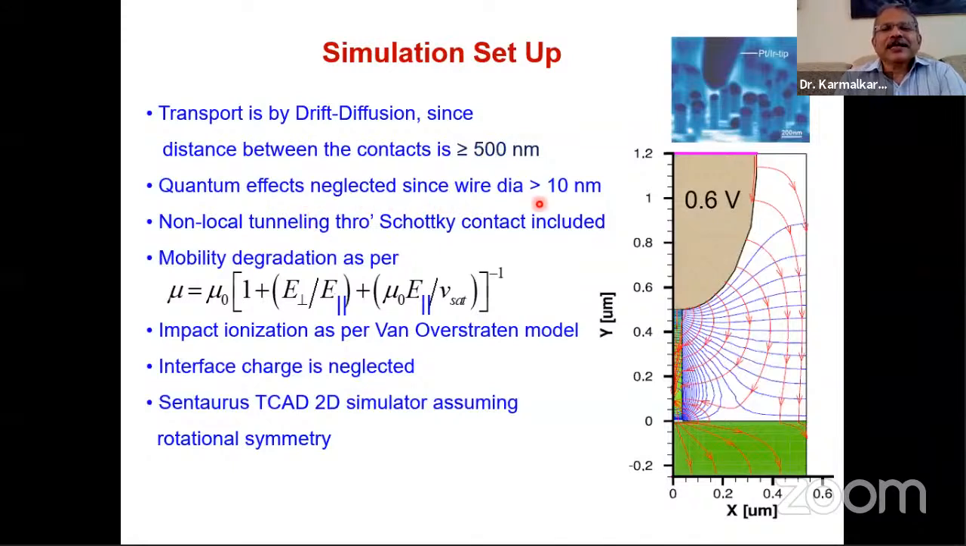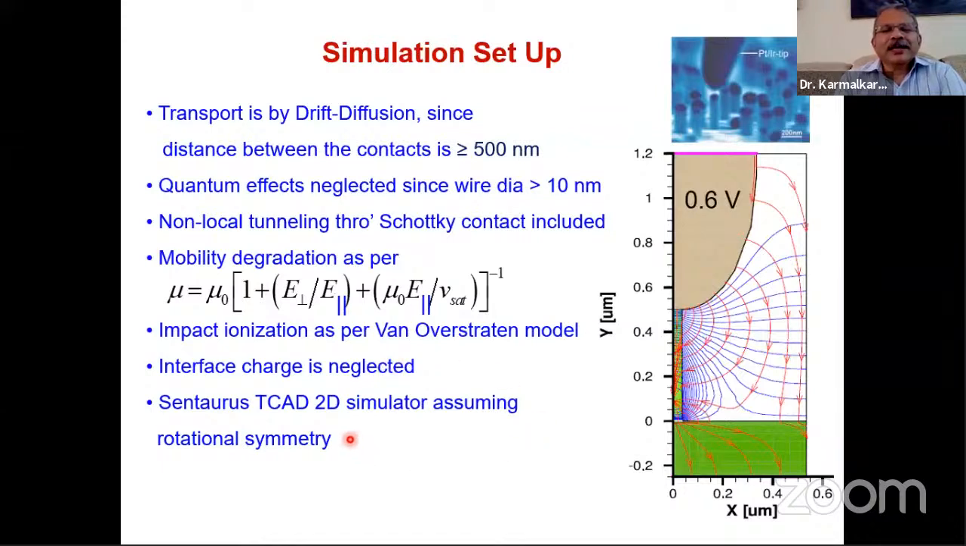Quantum effects are neglected since the wire diameter is thick, more than 10 nanometers. Non-local tunneling through the Schottky contact is included. So here, at the Schottky contact, tunneling current can also be there. Then mobility is going to vary. And interface charge is there, but we are neglecting it.